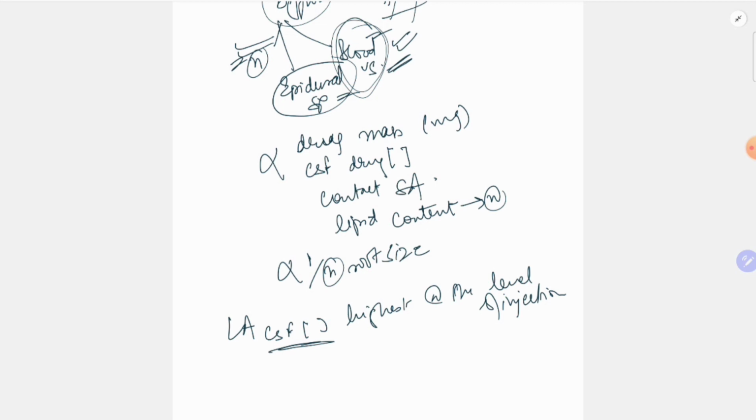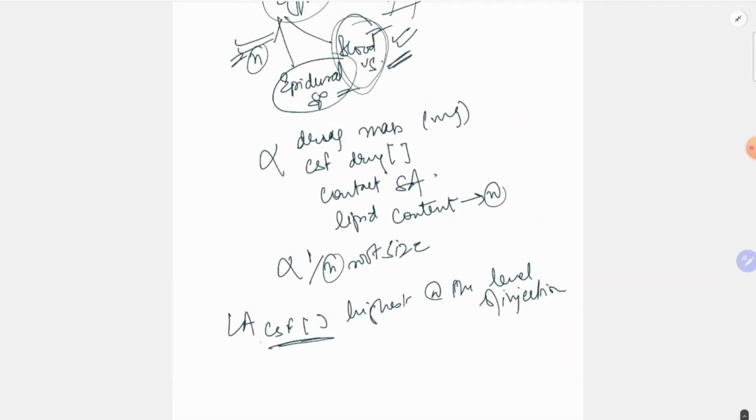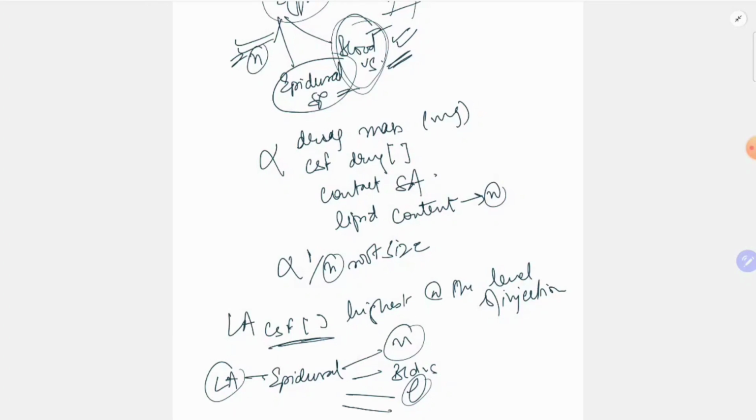When I take a local anesthetic and I inject it in the epidural space, here again it will work on the nerve roots. Some of it will be picked up by the blood vessels, some of it will be lost in the lymphatic supply, some will diffuse into the subarachnoid space as well. Okay, and then some will be taken up by the fat.